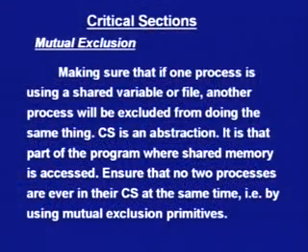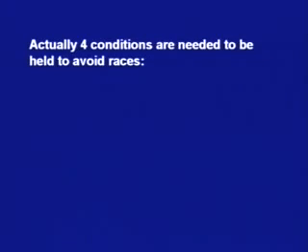And the problem of mutual exclusion says that we must ensure that no two processes are ever in their critical section at the same time. If they are not in their critical section at the same time, they will not access that shared variable, and therefore there will not be any race condition. In order to take care of such critical sections, we have what are called mutual exclusion primitives.